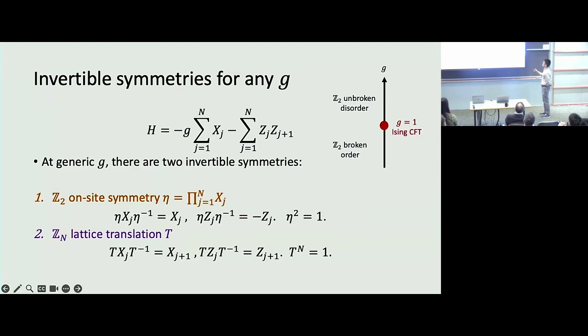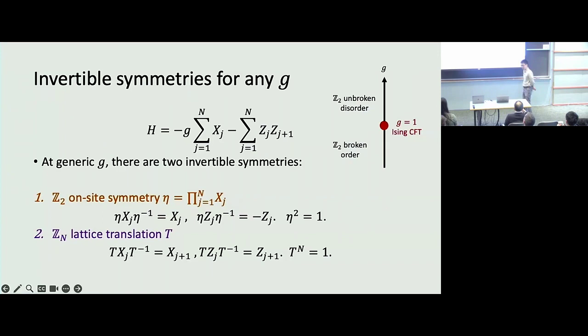When you take the thermodynamic limit where n goes to infinity, it's described by the Ising conformal field theory. And we know that at the Ising conformal field theory point, there's a non-invertible symmetry, but this is a microscopic realization of the Ising conformal field theory. Great. So everything I said so far, I think, can be found on Wikipedia.